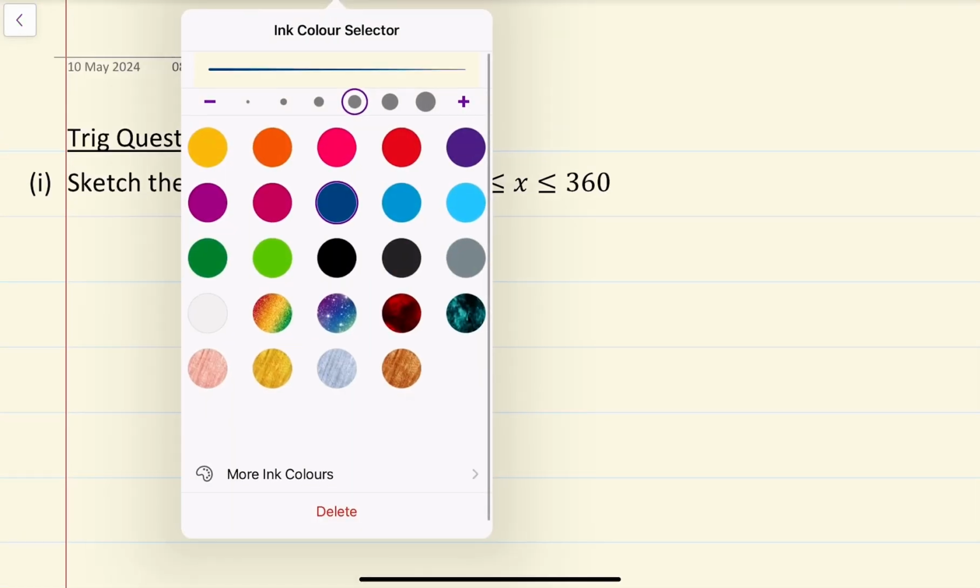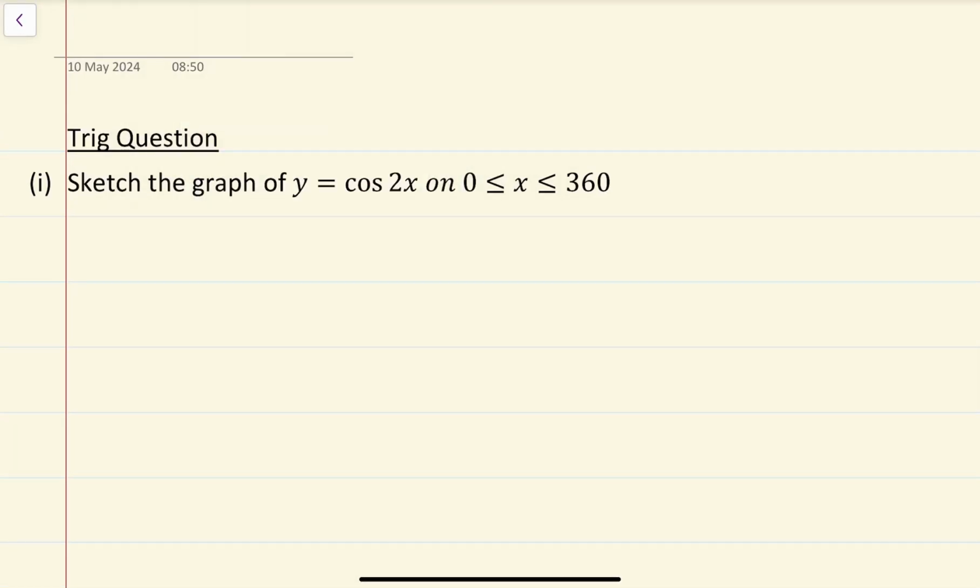We're going to look in this video at how we can transform trig graphs, without having to draw them out with a table of values, how we can do these questions. This question says, sketch a graph of y equals cos of 2x on 0 to 360.